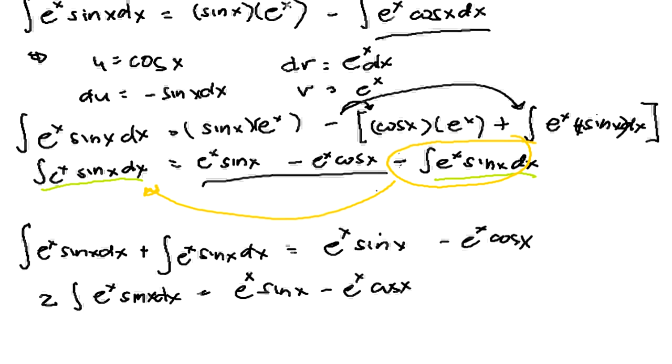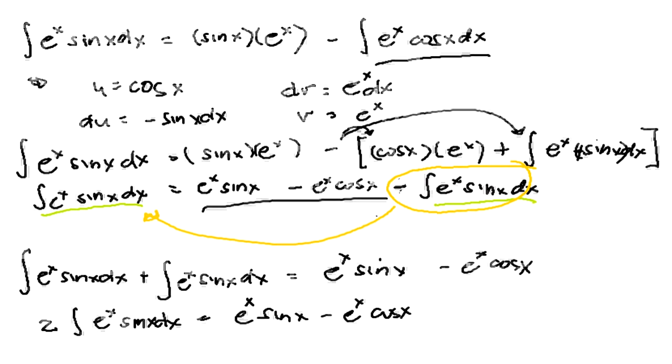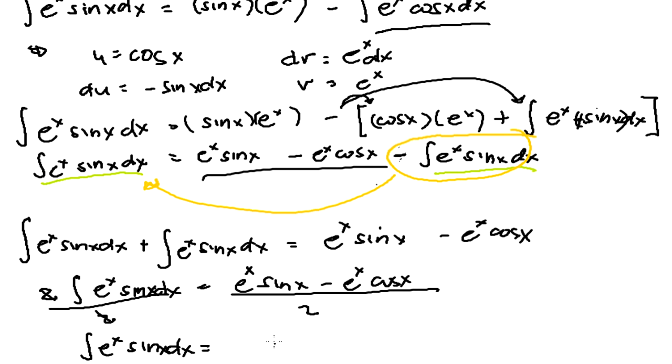Okay, but based on our original integrand, we need the answer for only 1 e to the x sine of x dx. But here in our simplified solution, we have 2 e to the x sine x dx, so we only need 1, so we need to divide this by 2 as well as this. Okay, so we're left here with e to the x sine x dx is equal to this whole term here.